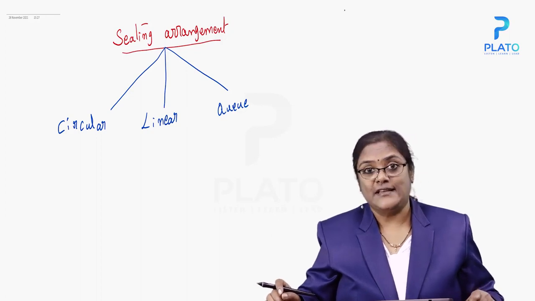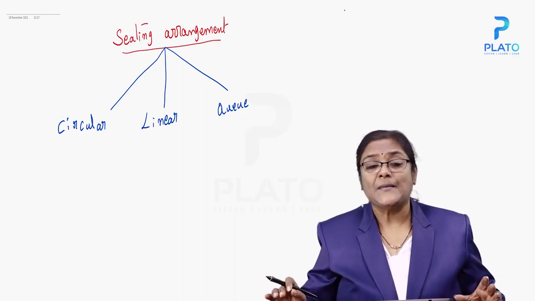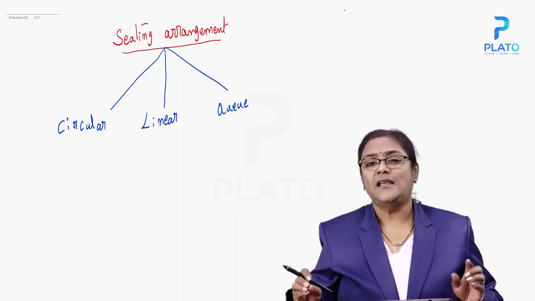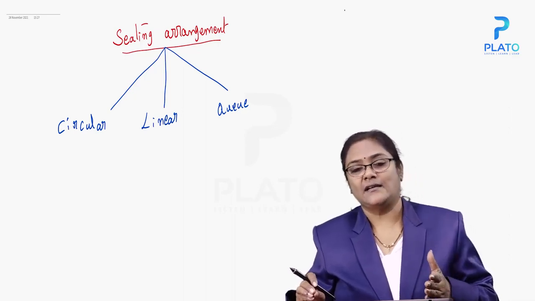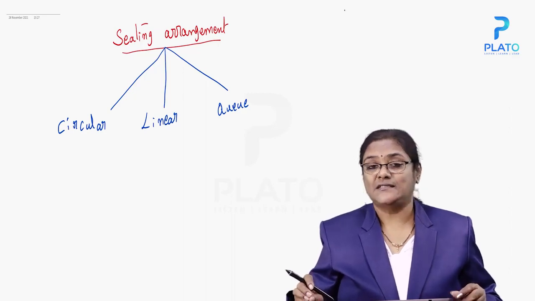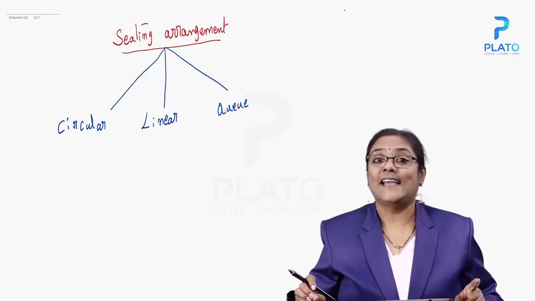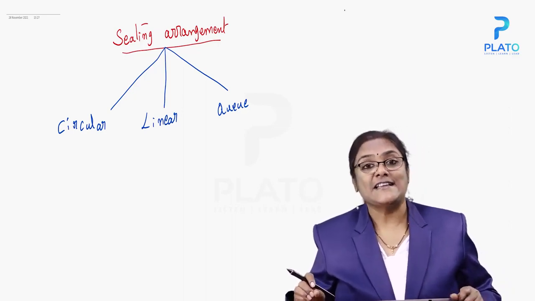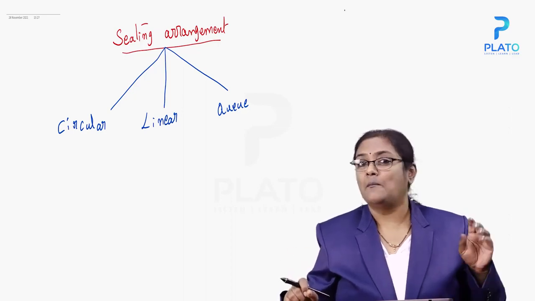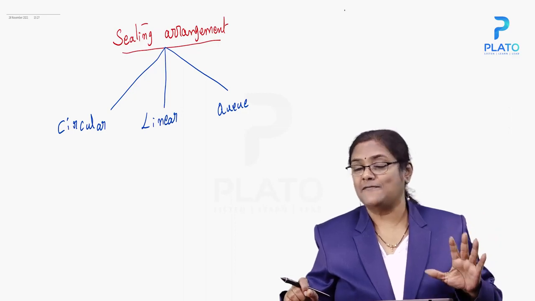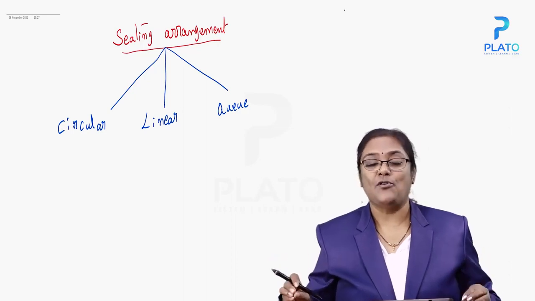But what you need to know is, if it is seating arrangement alone, in a simple way, then he may give you only 1 or 2 questions from circular or linear or queue. But any of these three can combine with any other topic, like blood relationships, or it can be some puzzle. If that's the case, then you will be given a minimum of 5 questions. Remember, minimum 5 questions.